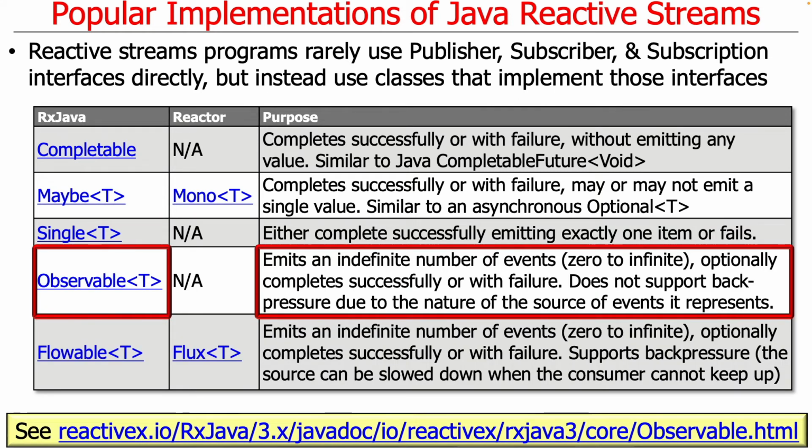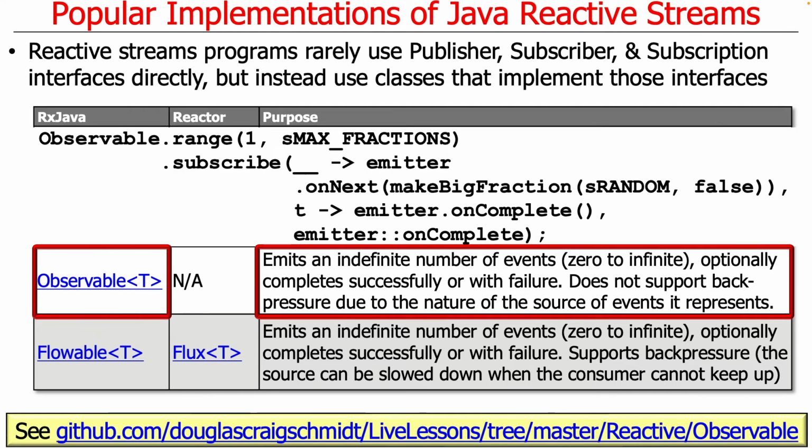There's also something called an observable, which is a bit like a flux, which emits an indefinite number, from 0 to infinity, which will either complete or fail. Observables don't support back pressure. So when things start going, they go as fast as they possibly can, and it's up to the subscribers to figure out how to keep up with that. And there's a bunch of examples of observables that we'll talk about.